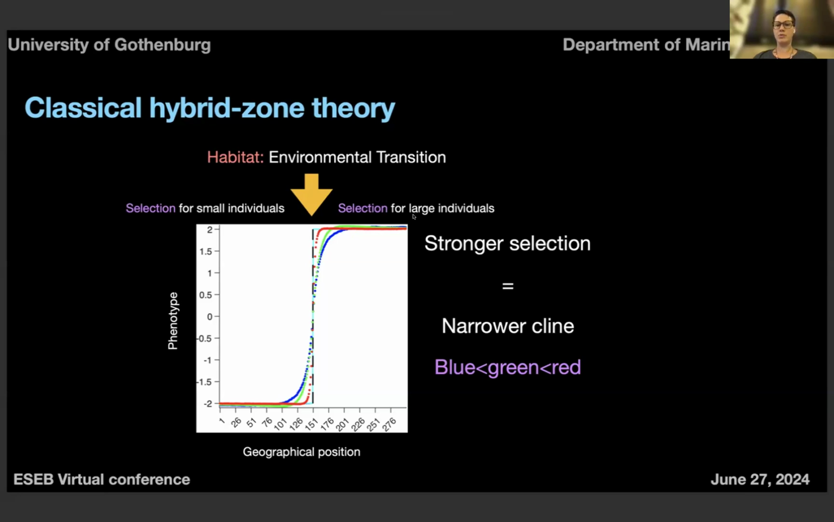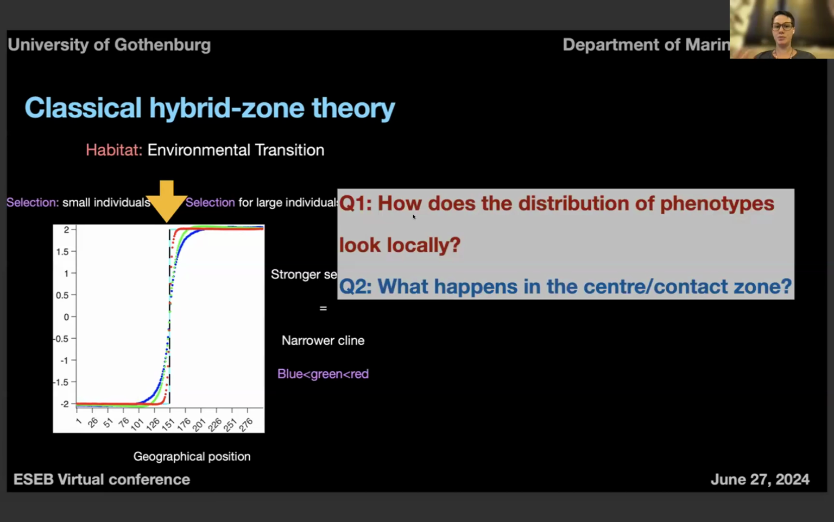What we don't really know, because of course this concerns the expected phenotypes, is what happens with the distribution of phenotypes or hybrid indices locally. In particular, what happens in the center of this hybrid zone or contact zone, where we see that the average phenotype is really the average between these two extreme types, as we expect.